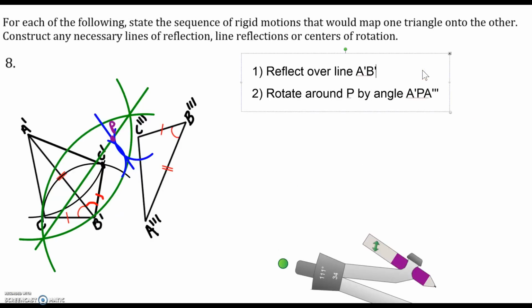And then finally, to describe it, we went a reflection over A prime, B prime, or AB if you left it that way. And then a rotation around P by angle A prime, P, A triple prime, or however you named them.